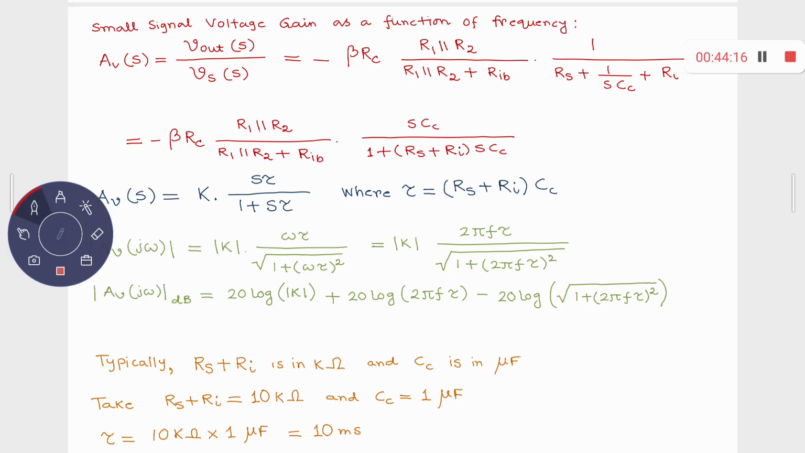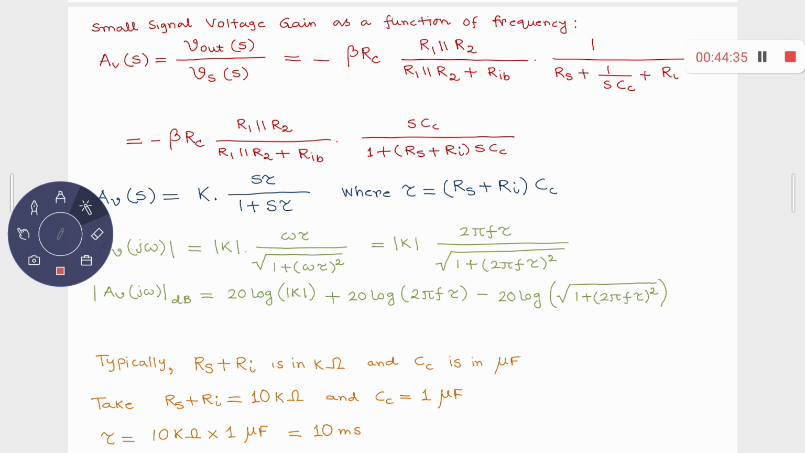If I consider this AV j omega, here you have 3 different components: 20 log mod k plus 20 log twice pi f tau minus 20 log square root of this entire thing. And the effect of each of these terms on frequency, we have to observe.